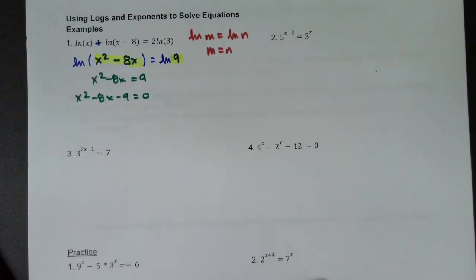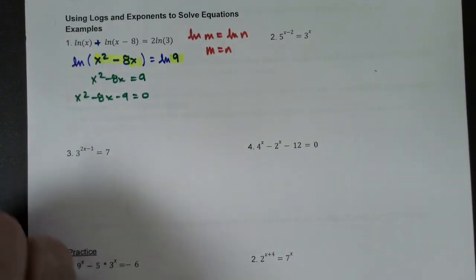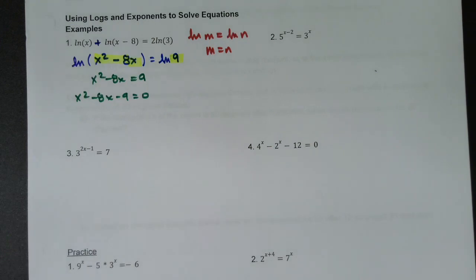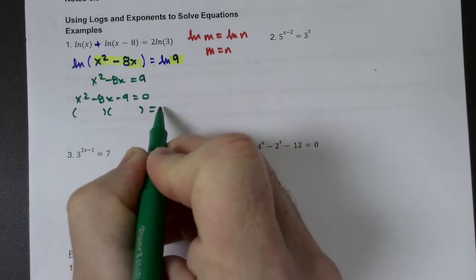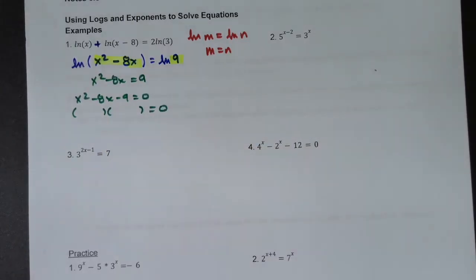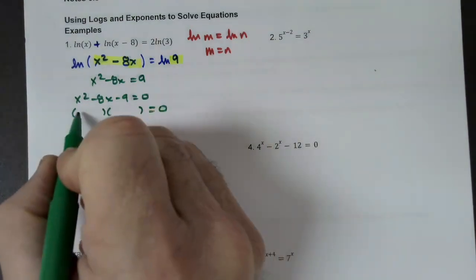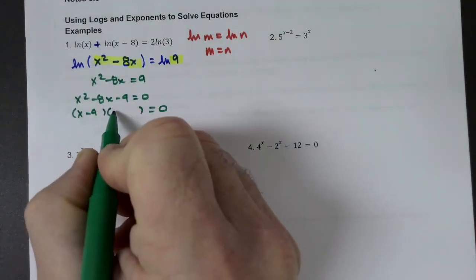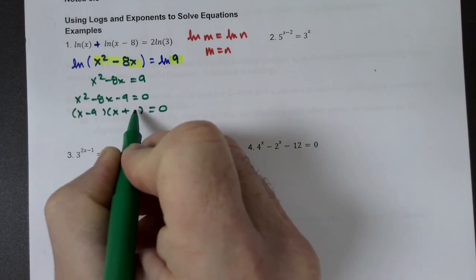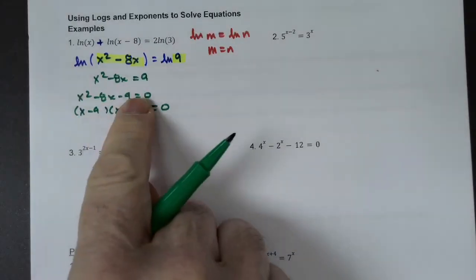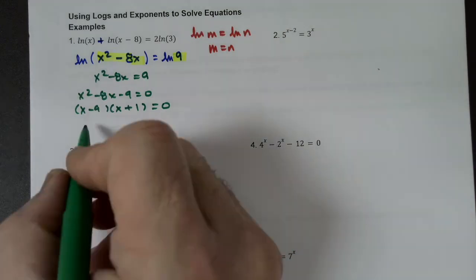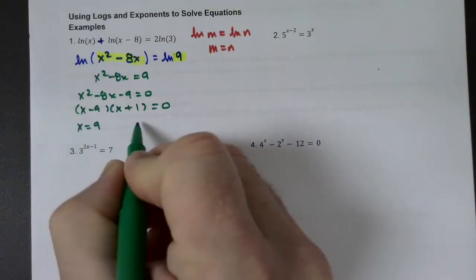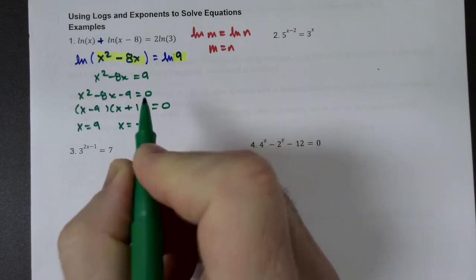And now we're right back to, you can see, a problem we saw way back in Algebra 1, and that is by, most likely, factoring this. And what does this factor to? Well, x minus 9 and x plus 1 will give us the negative 9 and the negative 8x, which means x will equal 9 and x will equal negative 1.